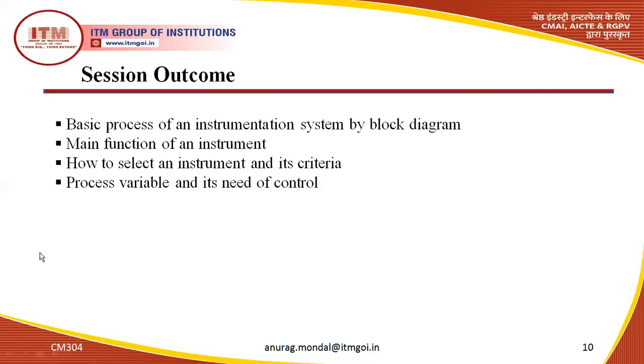Then at the end, we went through the process variable definition. What is the process variable and its need of control? Means we need to control that process variable. Otherwise, the objective of our process will not be successful. So that's all about today's session outcomes.